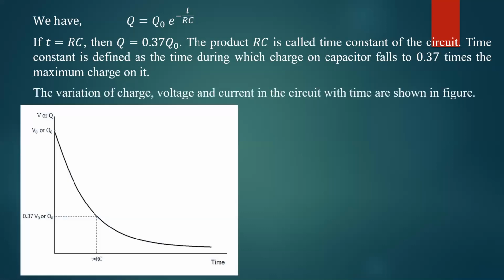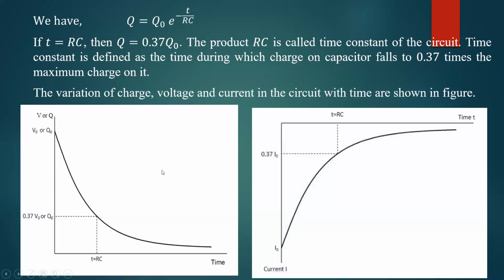Remember this point. Then this is the graph showing the voltage and current variation. Voltage is going to decrease like this. At t is equal to RC, the voltage and charge will be 0.37 times the maximum voltage or maximum charge. But here the current is decreasing in the negative direction. It starts at minus I naught in the negative direction and keeps decreasing, finally becoming 0. Remember, it comes in the fourth quadrant. So that will be 0.37 I naught when t is equal to RC.